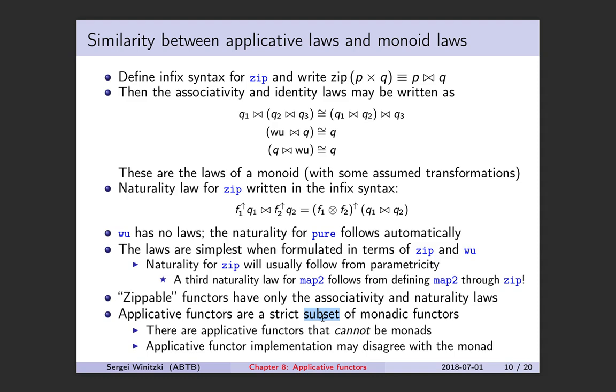So strictly speaking, we should avoid defining map2 at the same time as a flat map so that they disagree. But in practice, this does not happen very often. But this is another way in which applicative functors are a strict superset. So sorry about this mistake. It's a superset.